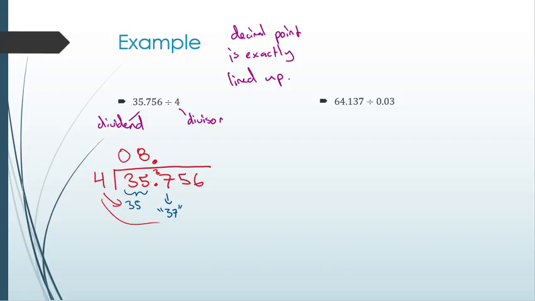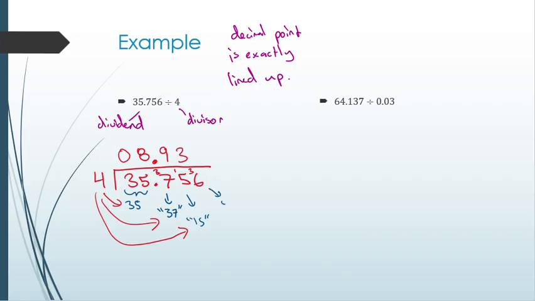And then how many 4s going to 37? It's 9 times with 1 remainder. How many 4s going to 15? So this now reads as 15 here. How many 4s going to 15? It's 3 times with 3 remainder.